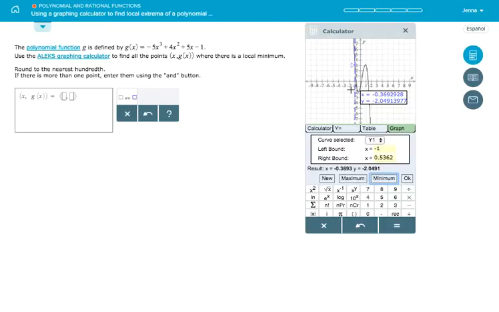Okay, so now it says round to the nearest hundredth, and if there's more than 1 point, enter them using AND. So this was the only local minimum, right? There was a local maximum here, but a local minimum here, and that was the only one. So this is the only one.